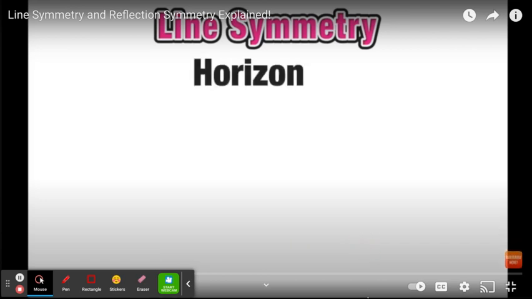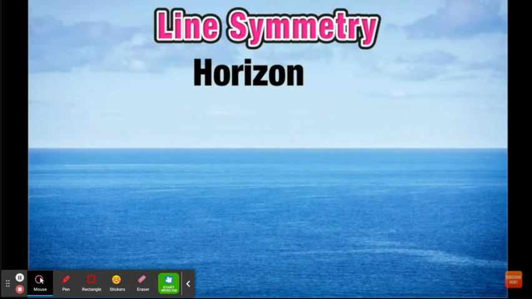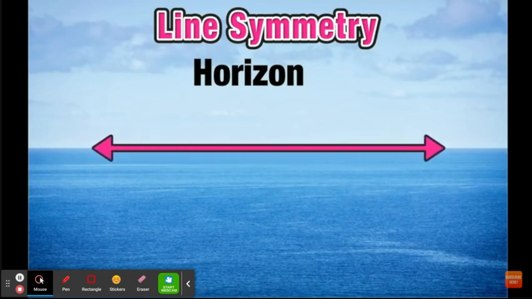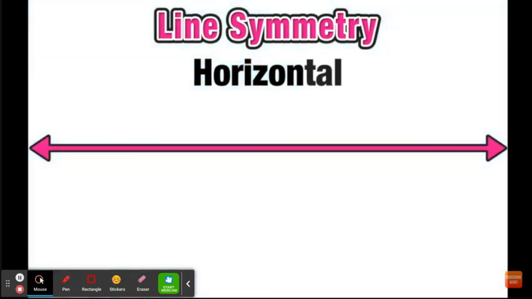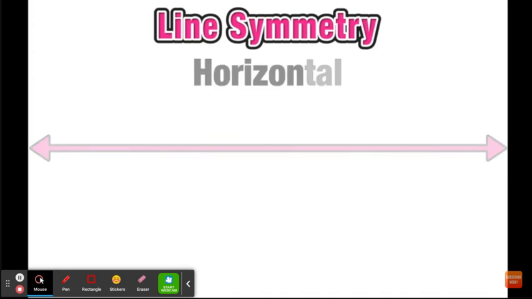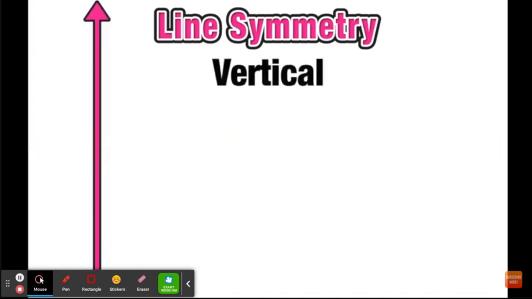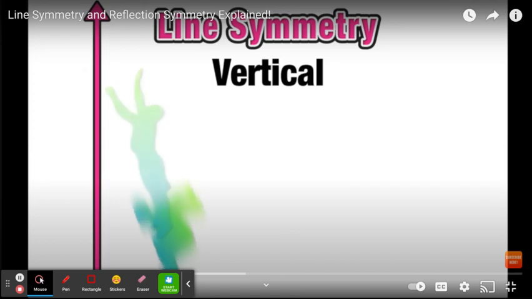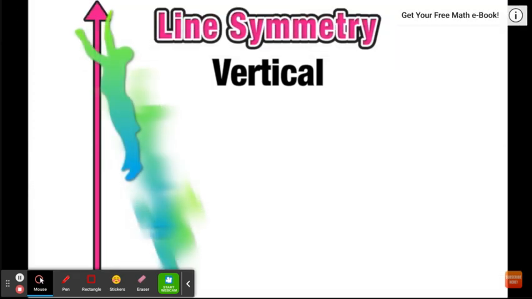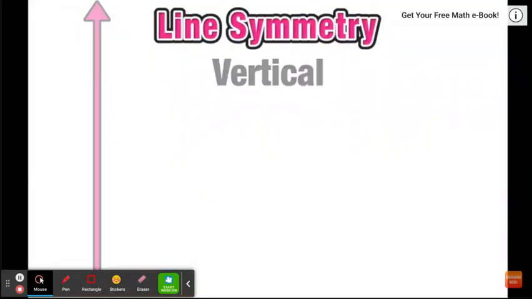Now, I don't know if you guys agree, but one of my favorite things to look at is the horizon at the beach. And this kind of image helps me to remember that horizontal lines go from left to right. The other direction that we're going to look at is vertical lines. And when I think of this, I think of athletes doing the vertical leap, which is a test to see how high a person can jump.